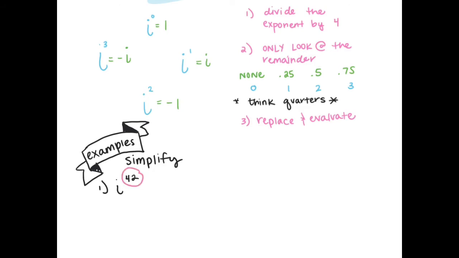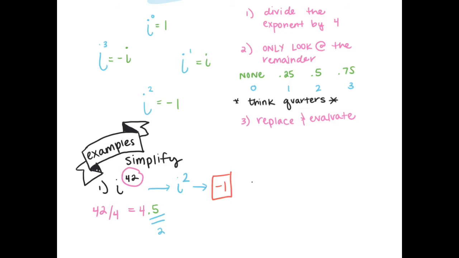So we have i to the 42nd power. Take 42 and divide it by 4. When you do that, you get 10.5. The remainder is the part that you need to know. So 0.5 goes along with 2. So i to the 42nd power is just i squared, and we know that i squared is -1. Notice that I'm writing that in red, so that means it's my final answer.